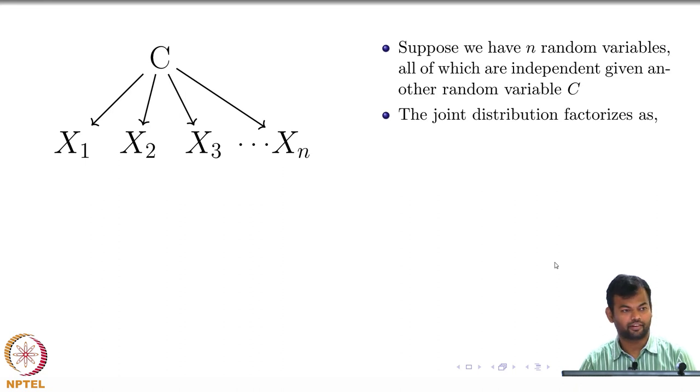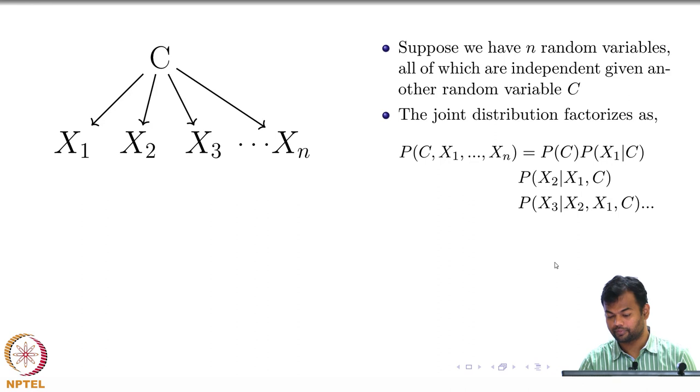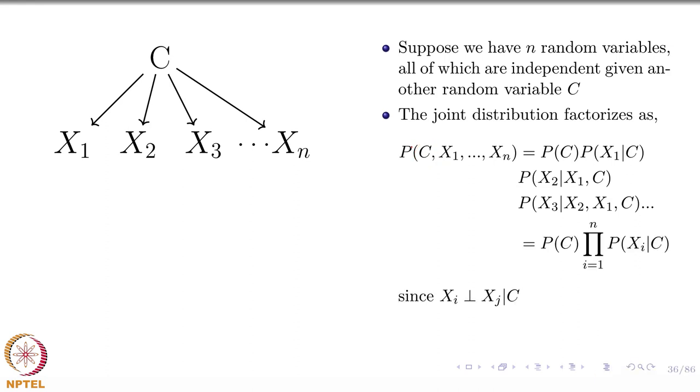How would this joint distribution factorize? You'll start with the chain rule, right? This is what the chain will look like, because there was a natural ordering, right? Because everything depends on C. So you said C, then x1 given C, then x2 given x1 C, then x3 given x2 x1 C, and so on. Now what would happen? What are the kind of terms that will remain in this expression? Xi given C in general, right? So since all Xi's are independent of Xj given C, whenever you have C on the condition side, you can get rid of all the other variables, okay?